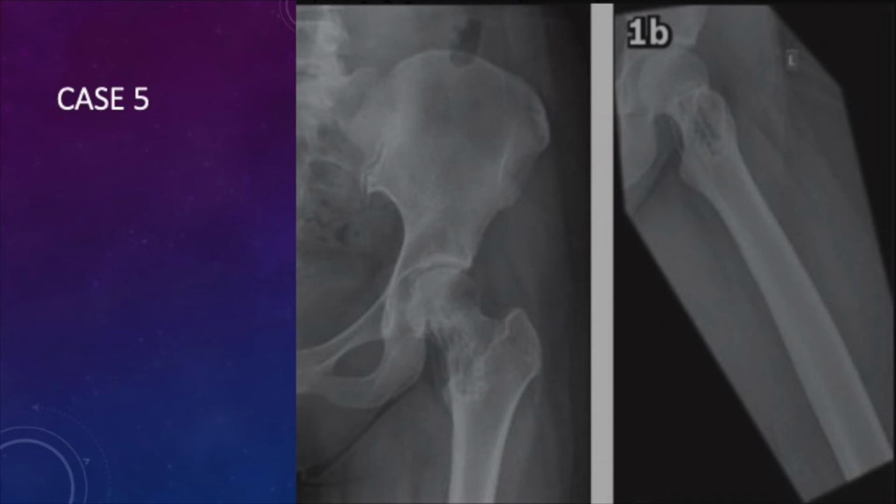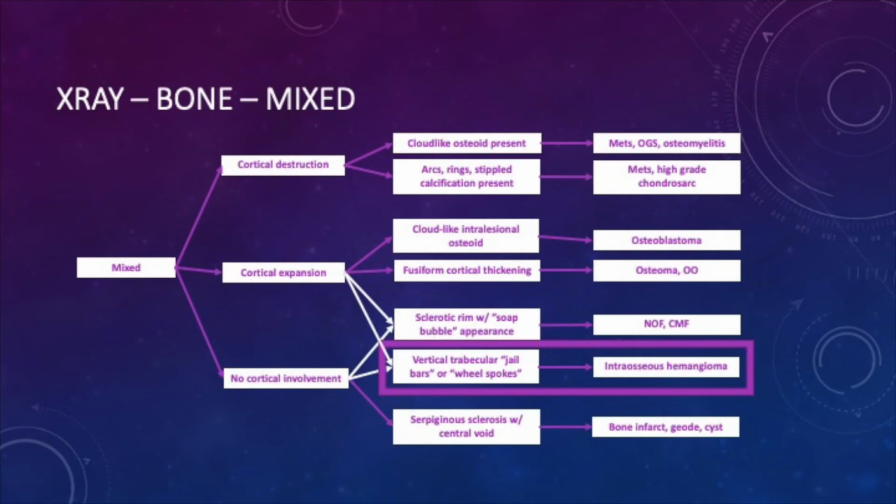There's certainly not fusiform thickening of the cortex. If anything, the cortex is thinned here. We can maybe talk ourselves into there being a sclerotic rim here, but it's not the characteristic soap bubble appearance inside the lesion itself. So what we have here are these vertical lines of trabeculation in there that we would call jail bars. So as we go to the vertical trabecular jail bars or wheel spokes sometimes, where they're not all vertical, there's a central location that they all sunburst out of. This is an intraosseous hemangioma.